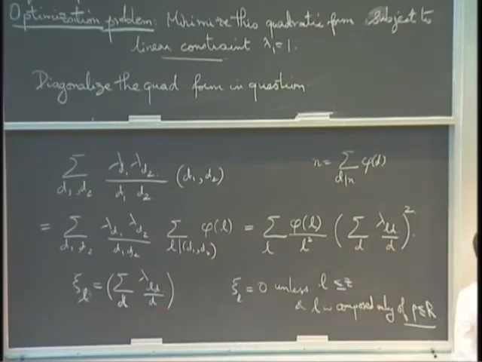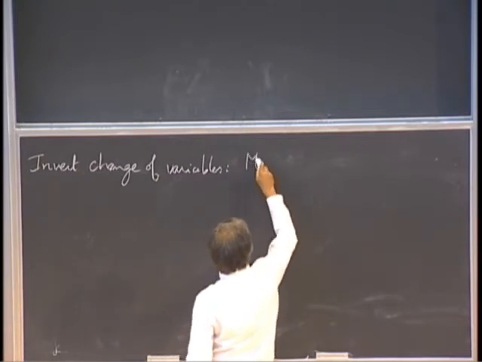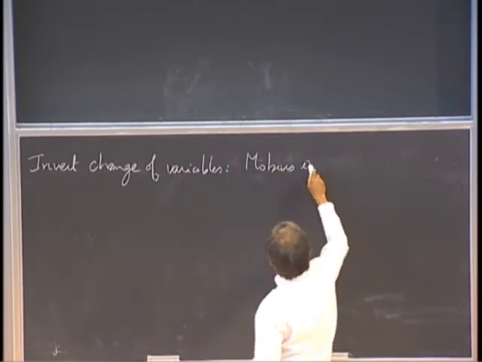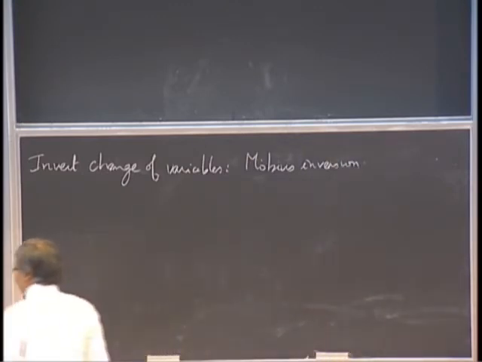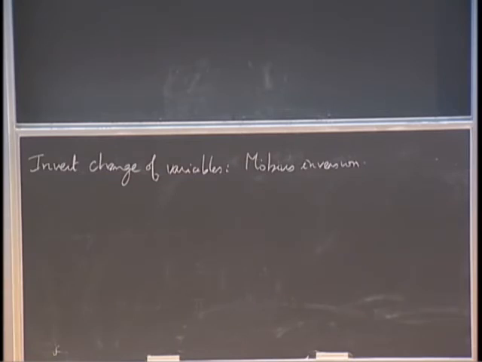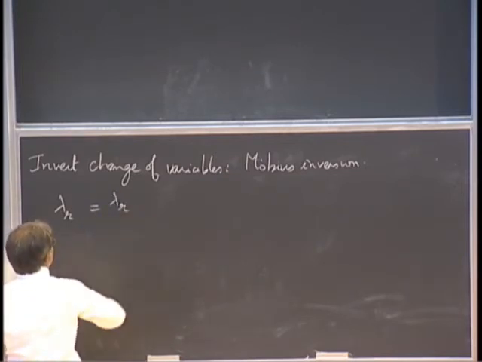So let's invert the change of variables, by basically Möbius inversion. Okay, so I have to remember this every time, so let me try to do it like this. I want to understand lambda of R. I want to rewrite it in terms of the X's.